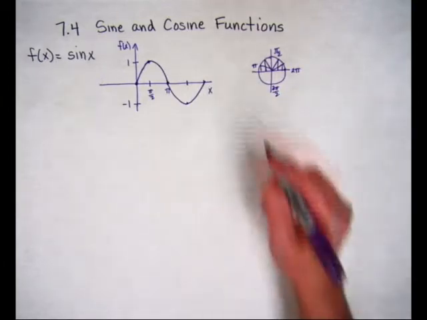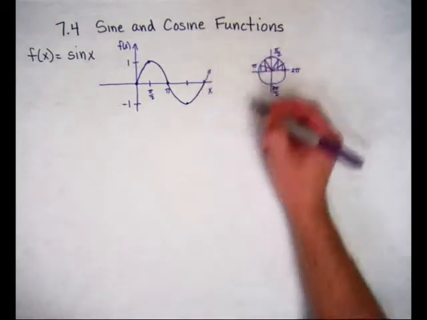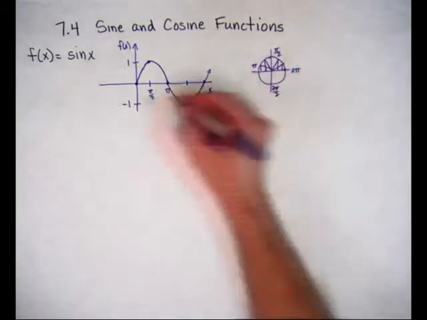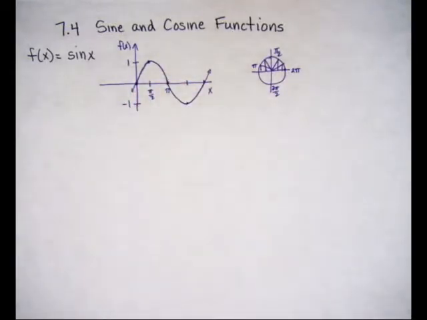Now the graph doesn't end. If you were to travel around the circle a second time, the graph would just continue that way. And if you were to back up and go the other direction, the graph would head off in that direction. But there's no point in drawing the sine wave forever, so what we usually do is just draw one period of it.